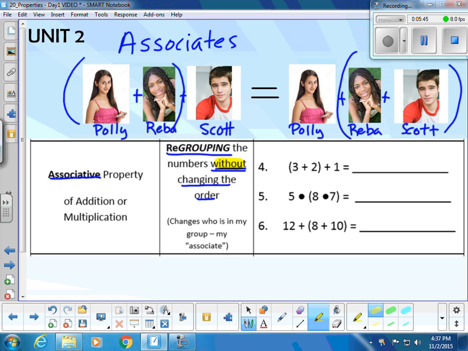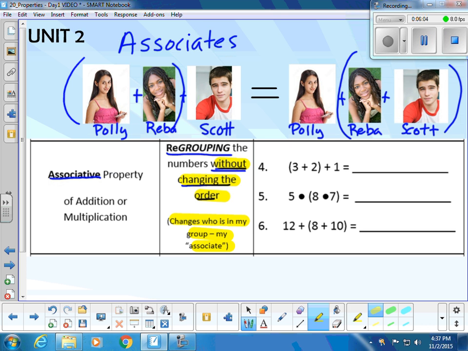So it changes who my friends are, and we want to include everybody. So sometimes we mix up who's in our groups, or sometimes people are dating and then they break up. So you know how that works. So it changes who's in my group, or who's my associate, or who's my partner.